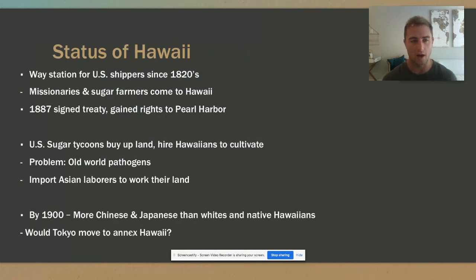Okay, so Hawaii. Hawaii, from its very discovery by Americans, was used as a way station looking for markets out in Asia, especially China. And we saw lots of shippers and merchants stopping in Hawaii to refuel and then moving on. Then came the missionaries and people looking to buy land for the cultivating of sugar. More and more Americans, especially rich Americans, came in, started buying and monopolizing the land in Hawaii.